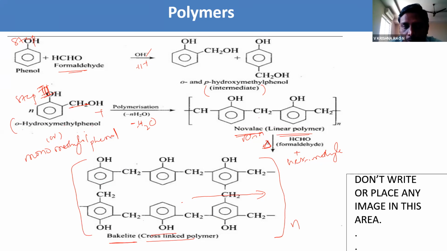This is important. Preparation, properties and application of bakelite are important. It has 3 steps. First, phenol reacts with formaldehyde in the presence of acid or base. It gives ortho or para-hydroxy methyl phenol, the intermediate. This on polymerization, by elimination of H2O, gives novalic resin, a linear, fusible resin. This novalic, heated in the presence of formaldehyde and hexamethylene diamine, gives bakelite, an infusible, insoluble, cross-linked polymer.